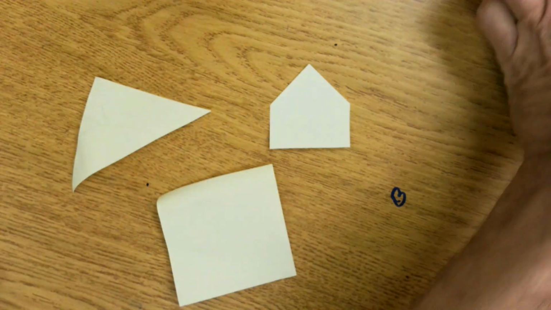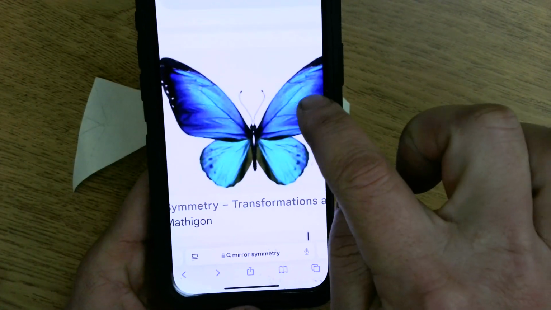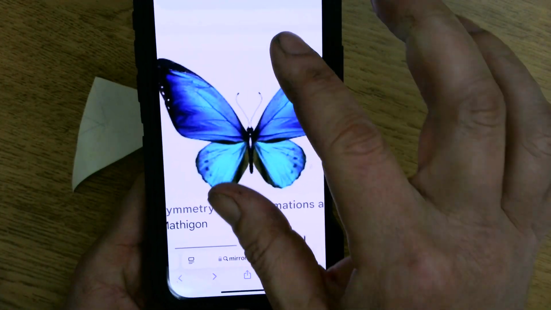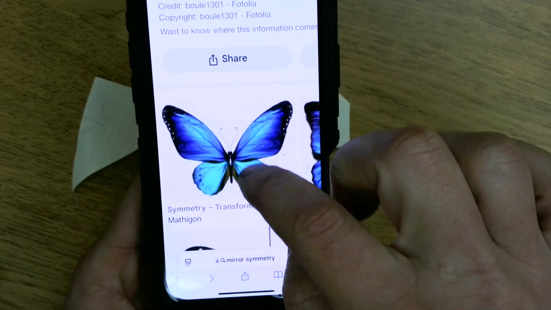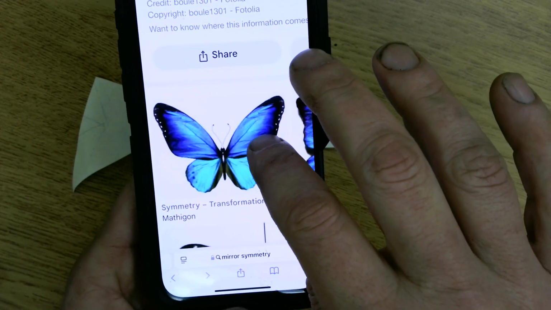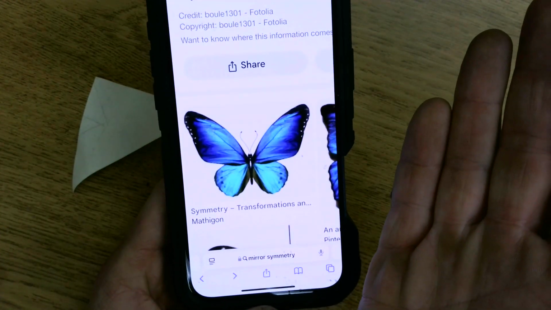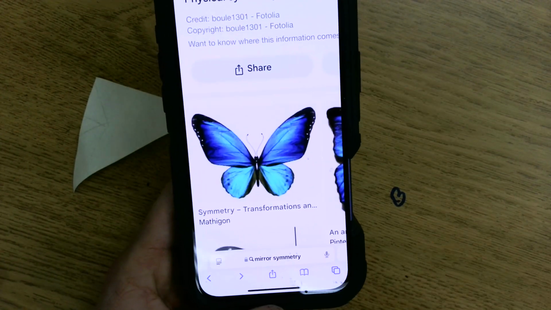Okay, and if you look at this colored pencil picture of a butterfly, you can see that this wing is exactly the same as this wing. They are perfectly symmetrical with one another. So if we divided it in half, this side would mirror this side. And we also call this mirror symmetry because it's exactly the same as a mirror.